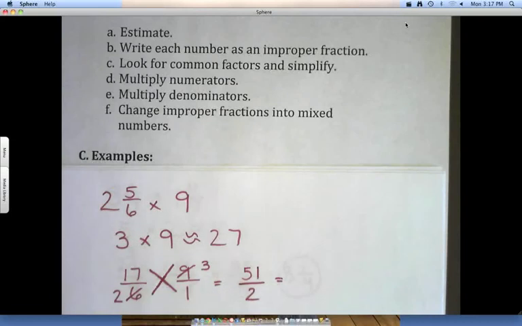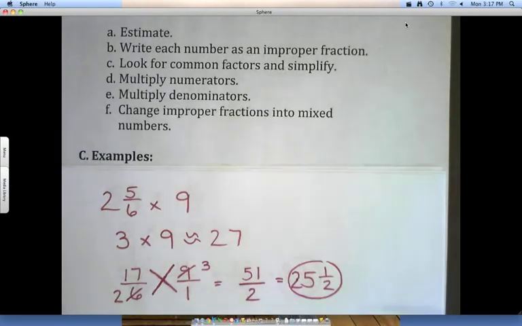So now, looking at step F, changing improper fractions into mixed numbers, I have 51 over 2. We know that 25 goes into 50 twice, or 51 twice. So I'm going to do 25 as my whole number. I have 1 left over. So my correct answer is 25 1/2. Again, compared to my estimate, 25 1/2 is close to 27.